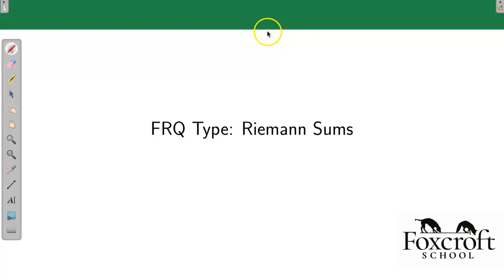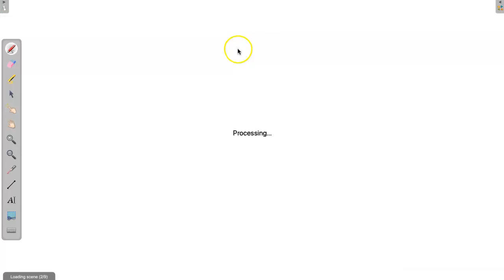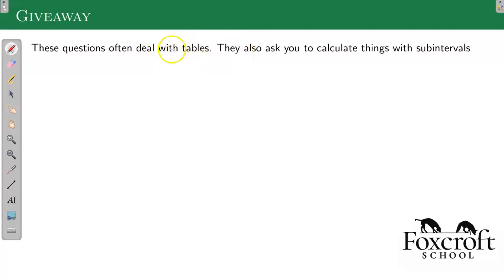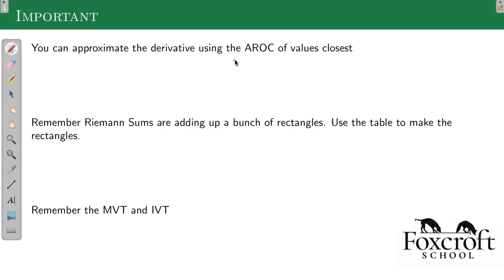Our next type of free response question has Riemann sums. These are also sometimes called table problems because a lot of times they give you a table. So they often deal with tables. If they're asking you to calculate things with subintervals, that means you're doing Riemann sums. So there are some giveaways that it's that type of problem.